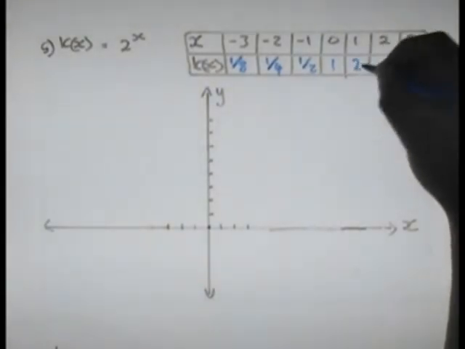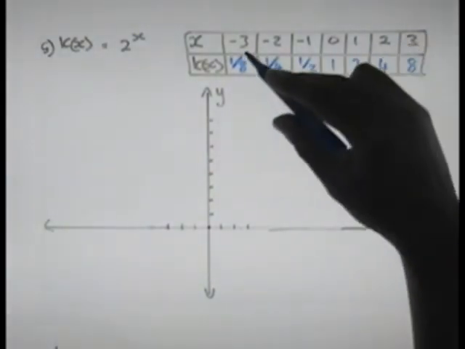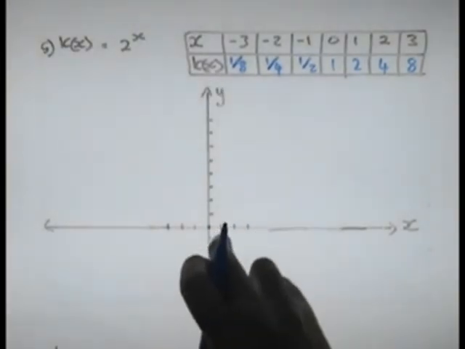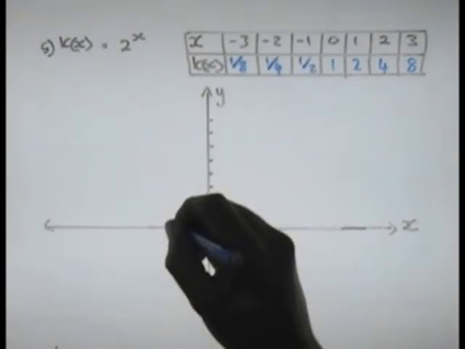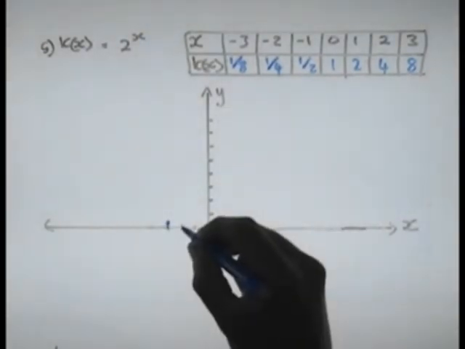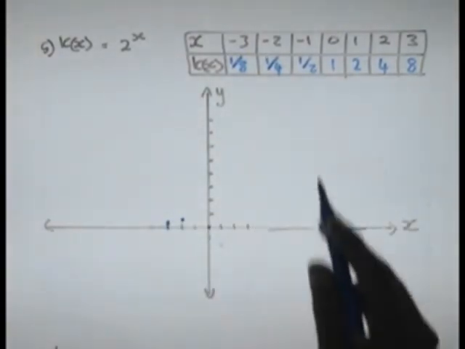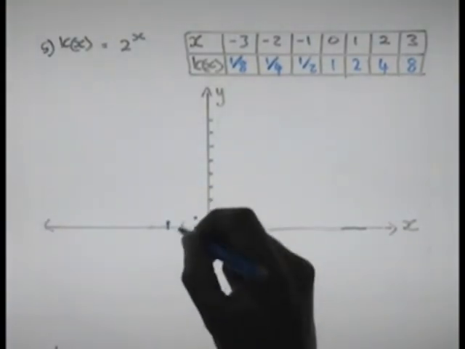2 to the power 1 is 2. 2 to the power 2 is 4. 2 to the power 3 is 8. Let us sketch this. -3, that's over here, and these are our positive y values. -3 and positive 1 over 8 is going to be very, very close to our axis. -2 and 1 over 4 is going to be just a little bit higher than that. -1 and 1 over 2, also just slightly higher than that. Let's just make this one a bit lower.